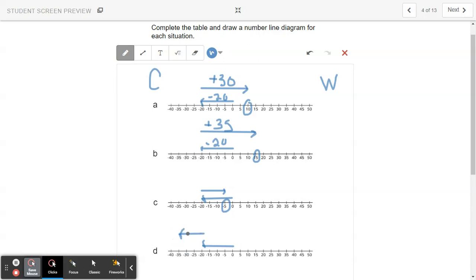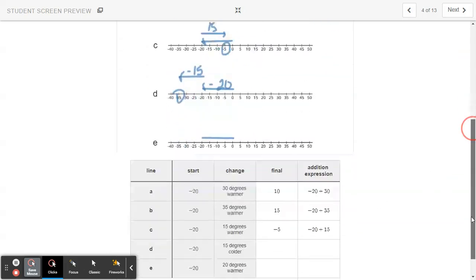Right? So this line is actually the same as this line in size. They're both 15s, but this is representing a positive 15 because I went to the right. This one's actually a -15 because it got colder, so it went to the left. So our ending temperature when it gets 15 degrees colder is -35.